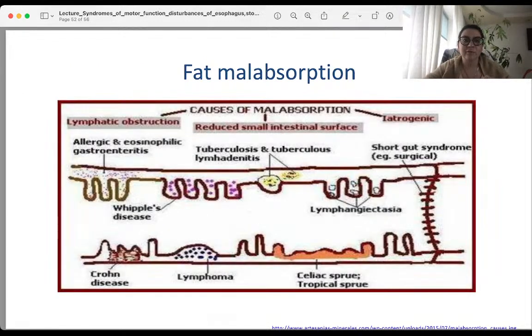Here you see a scheme of fat malabsorption. According to causes, it can be lymphatic obstruction, reduced small intestinal surface, or it can be iatrogenic. Causes are allergic or eosinophilic for lymphatic, tuberculosis or tuberculous lymphadenitis for reduced small intestinal surface, and iatrogenic usually goes with short gut syndromes, and schematically how it goes.